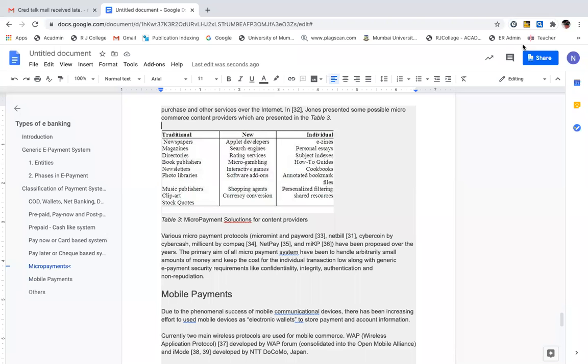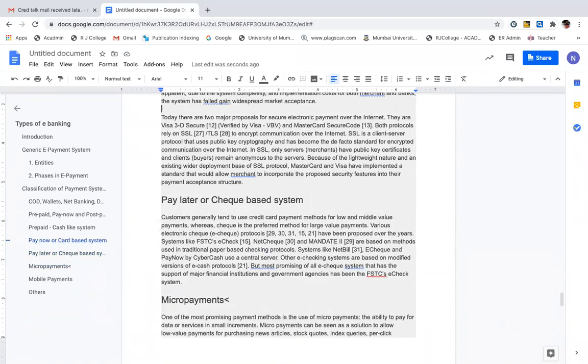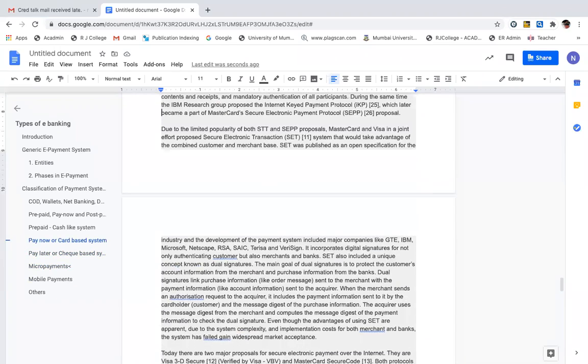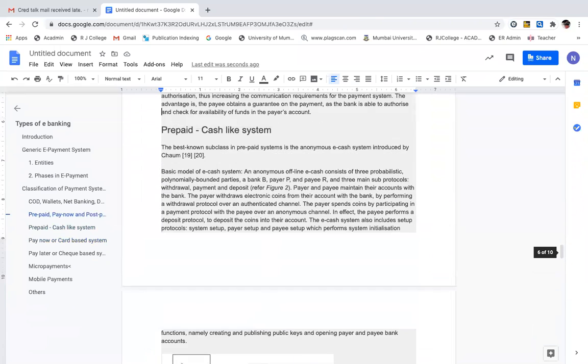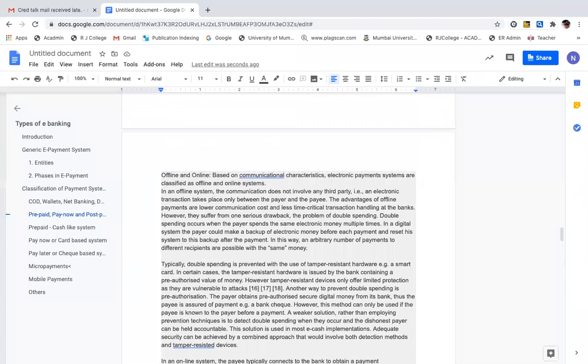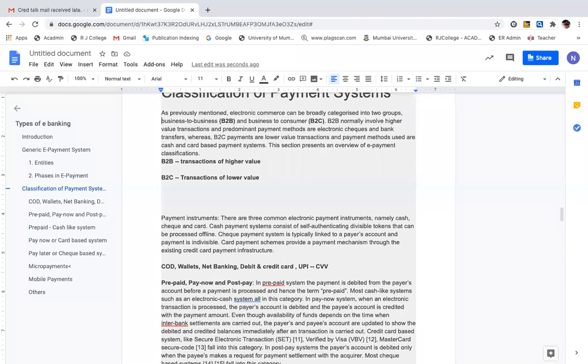Any doubts so far? We saw the phases in the e-payment system, the classification of payment systems based on COD, B2B, B2C, and then we spoke about wallets, COD, and prepaid, postpaid. We spoke about micro and mobile payment, and we also spoke about the e-cash system, and about wallet services also, right? Any doubts so far?